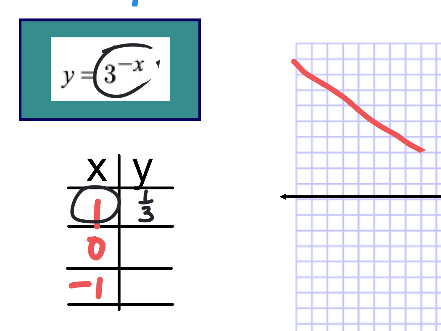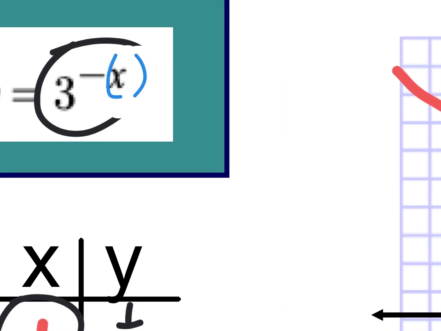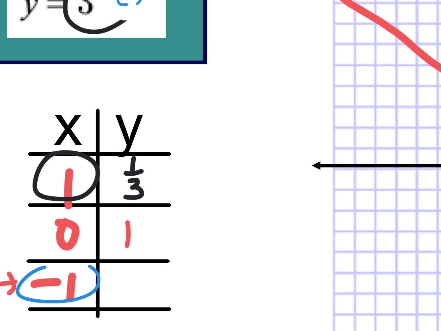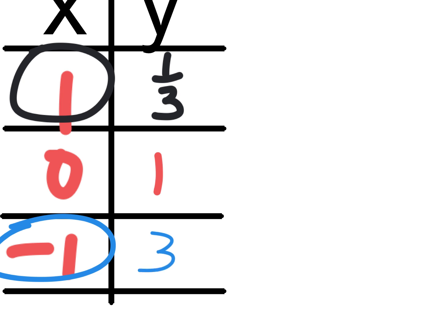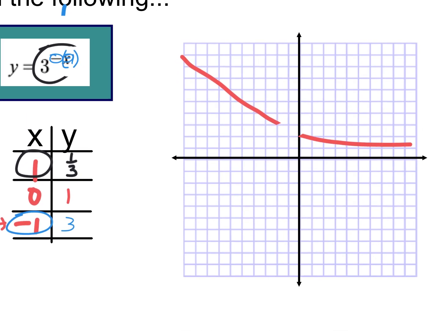Then I put in a 0. -0 is kind of a trick question because -0 is just 0. What's 3 to the 0? 1. And last but not least, this is the one that gets people confused. If I put in a negative where there's already a negative, do I just say, well, there's already a negative there, so I don't put in? No. You're just replacing the x with exactly what it said, which is -1. So I'm putting in a -1 there, and there's 2 negatives now. So that makes 3 to the +1, which is just 3. And if you graph these, you will see that it kind of follows where I said it would.